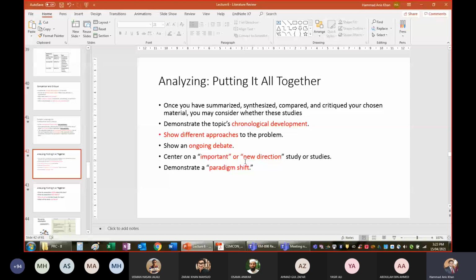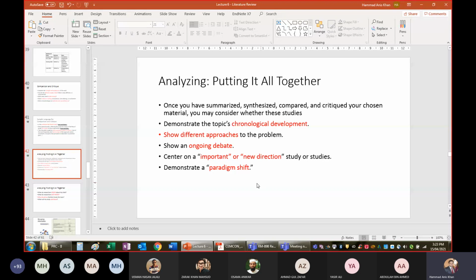And then in analyzing, you put it all together. Once you have summarized, synthesized, compared, and critiqued your chosen material, you may consider whether these studies demonstrate the topic's chronological development, show different approaches to the problem, show ongoing debate, center on important and new direction studies, and demonstrate a paradigm shift. Like what new approach?